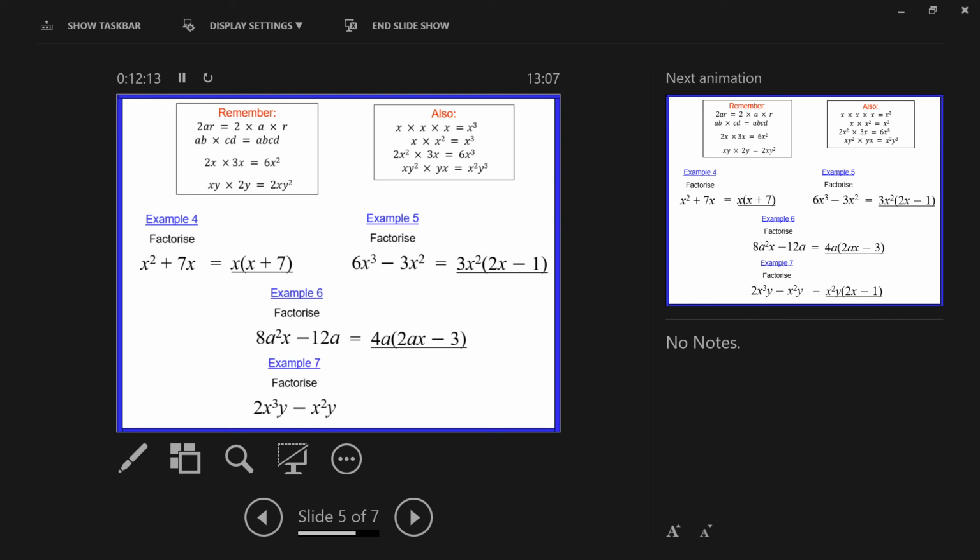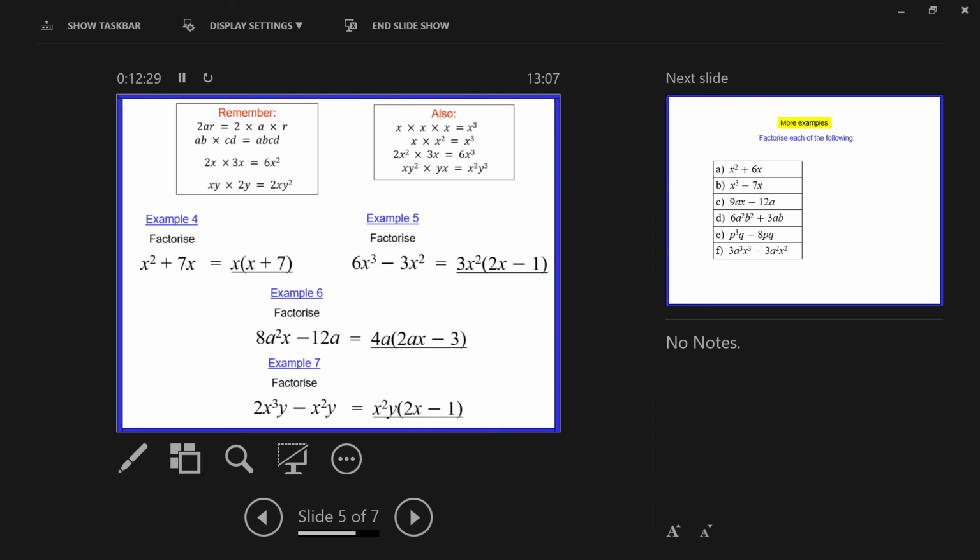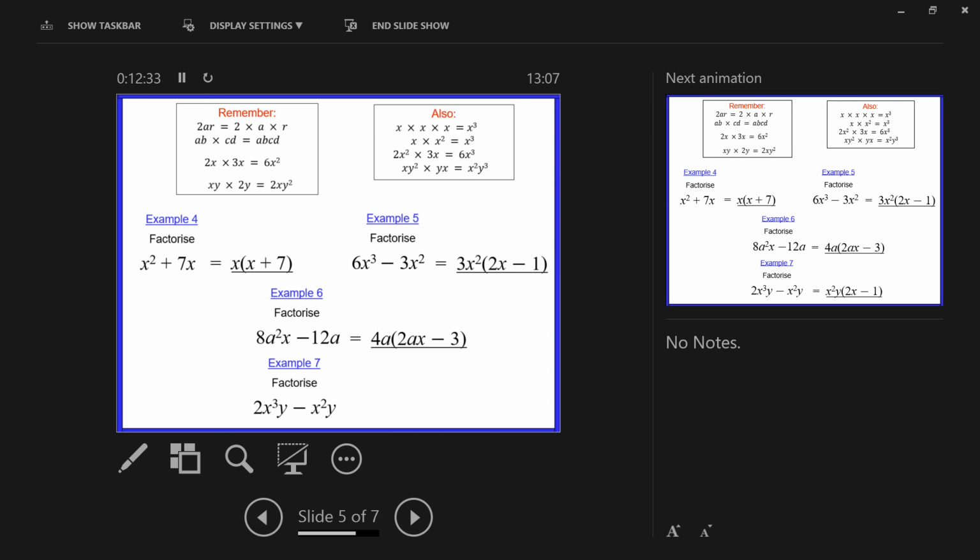Okay, so the last one, factorize 2x to the power of 3y minus x to the power of 2y. x to the power of 2y. Yes, so I would have 2x minus 1 inside my bracket. Is anyone a bit unsure of what to do here?